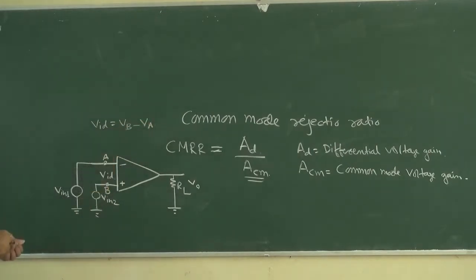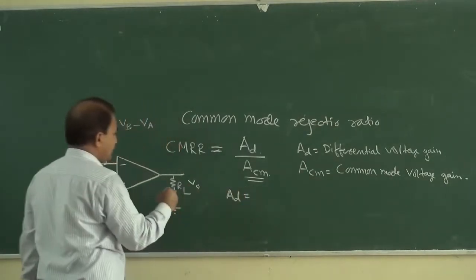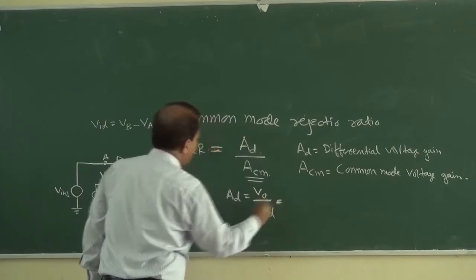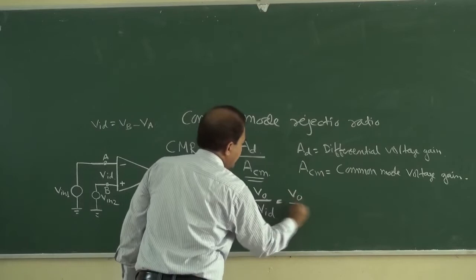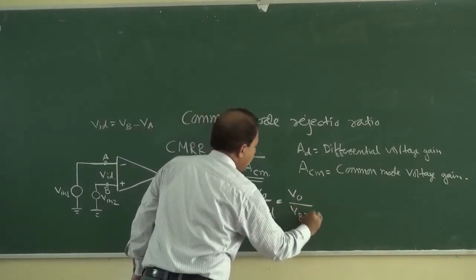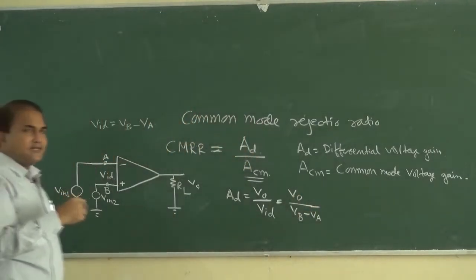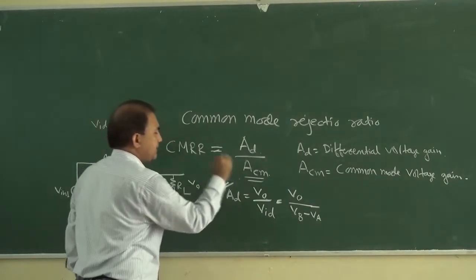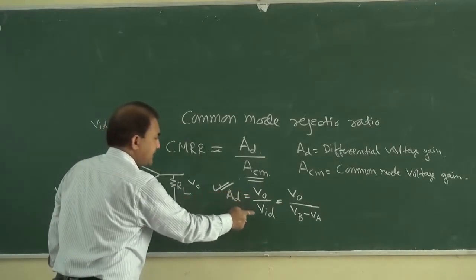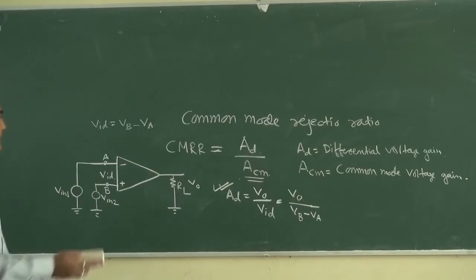So how can we determine AD? AD is equal to V output divided by VID, which is equal to V output divided by VB minus VA. In this way we can determine AD. Now this is the differential voltage gain.